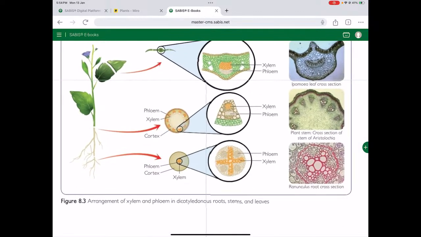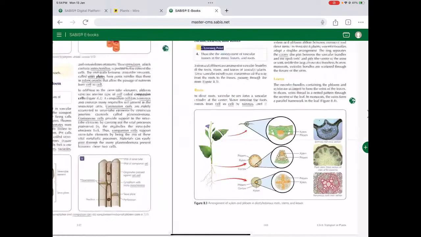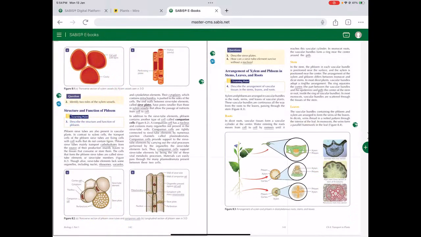Okay? And finally, for the roots, directly think about a star shape or an X shape. The xylem is the X or star shape, and then you have the phloem surrounding it. So make sure you're able to differentiate between roots, leaves, and stem.